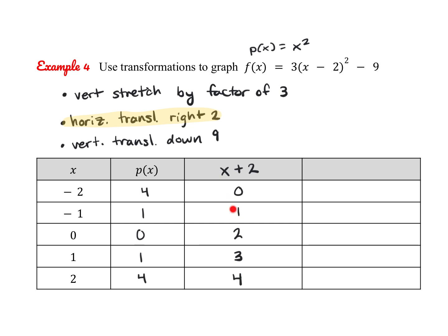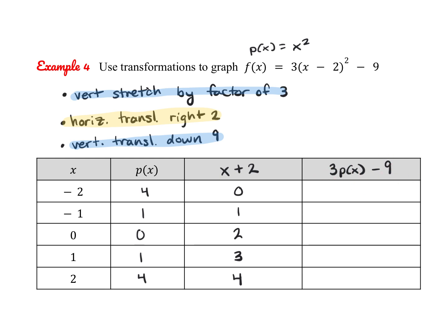So those are my transformed x values, but now I need to transform the y values. So I'm going to look for any vertical changes. So we have the stretch by a factor of 3 and the translation down 9. So I'm actually going to take all of my y values and I'm going to multiply them by 3. So I could say 3p of x, or you could say 3y. And then we're going to subtract 9 from all of those y values to move them down 9. And we're always going to do anything with multiplication before addition or subtraction.